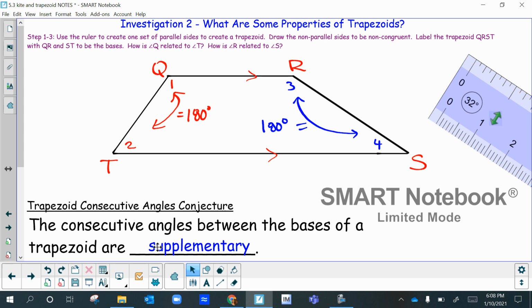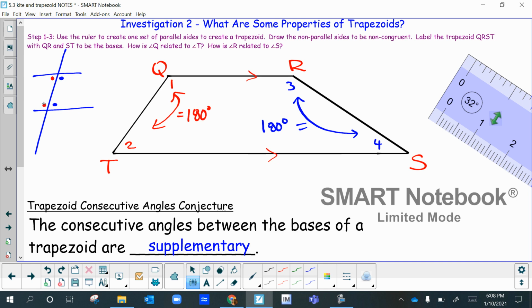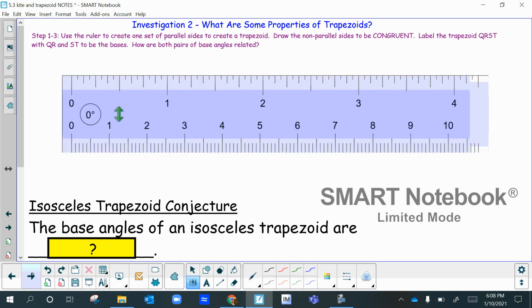So that's something that you technically already knew, because we talked about this way back when we talked about parallel lines cut by a transversal. You learned that the same side interior angles are supplementary. Same thing goes for this one. This is the same side interior. Those are supplementary. So remember that property.